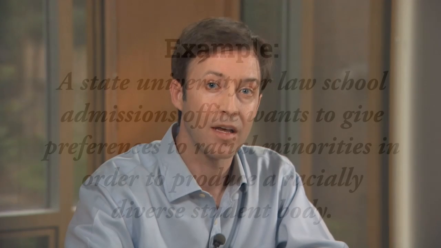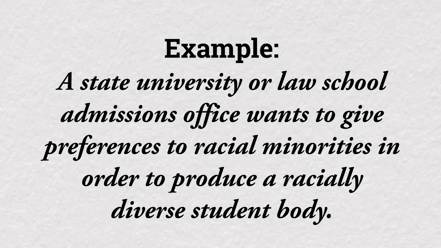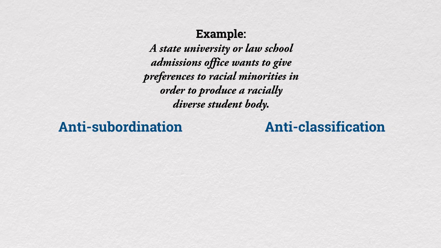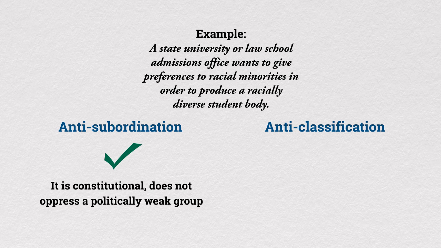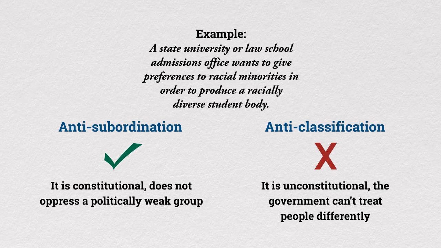The difference comes out in situations where, for instance, a state university or law school wants to give admissions preferences to racial minorities in order to produce a racially diverse student body. Anti-subordination would say, that's fine. It might be good policy or bad policy, but the Constitution allows the state and the school to make the choice because it's not oppressing a politically weak group. Anti-classification would say, it's probably unconstitutional. The government simply can't treat people differently based on their race.